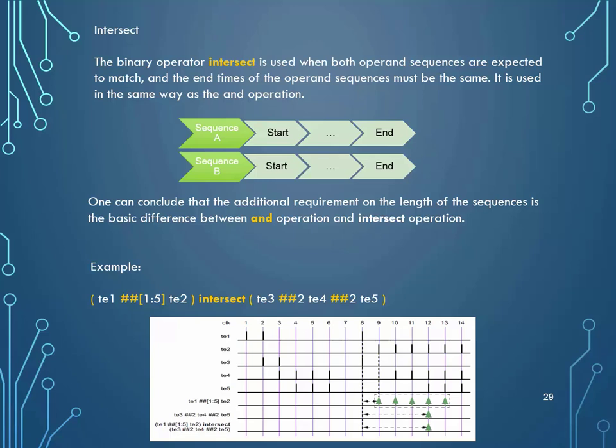Then we have the intersect. It's pretty similar to the previous one, to the and. The condition is that they finish at the same time. They have to start and they have to finish at the same time. So we have both sequences starting at the same time. The operations will continue, and if they finish at the same time, then we are going to say that our sequence using the intersect works. So that will be the only difference with the and.